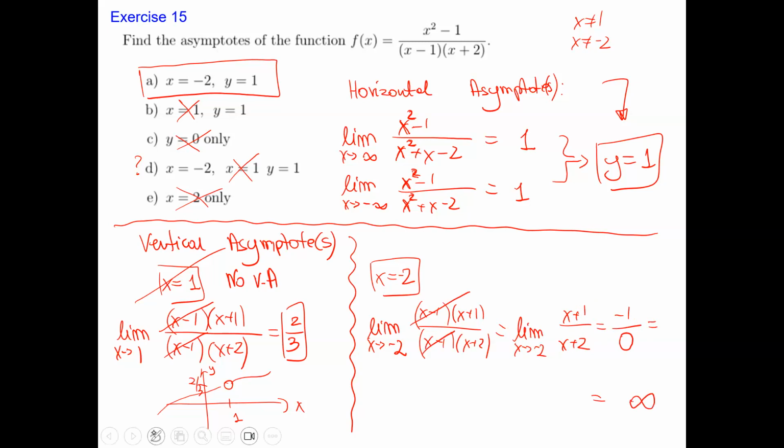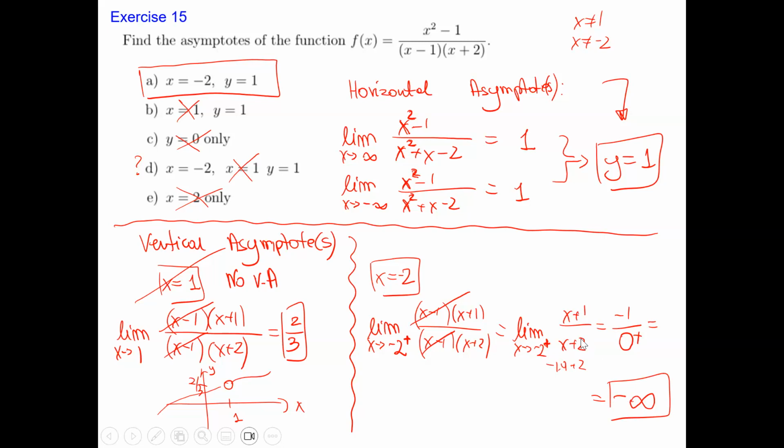However, we have to know the side. Let's say from the right-hand side. Just one side is okay; we can investigate the other side too. From the right-hand side of -2, we have -1.9. -1.9 plus 2 will give us a positive number. Negative over positive is negative, but it's definitely infinity, because that x plus 2 will never be eliminated.